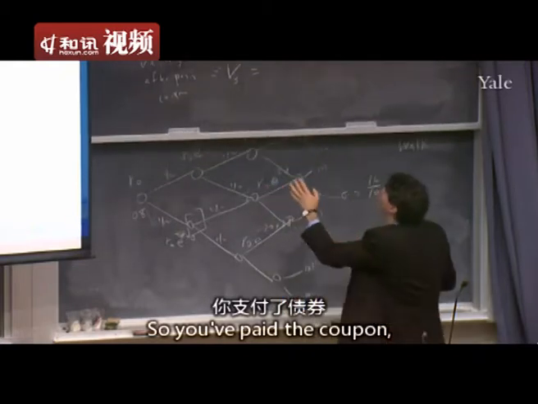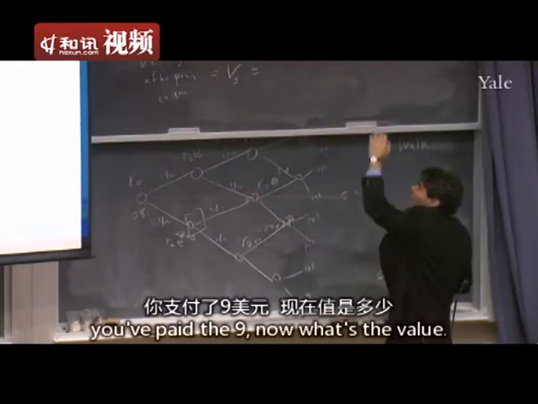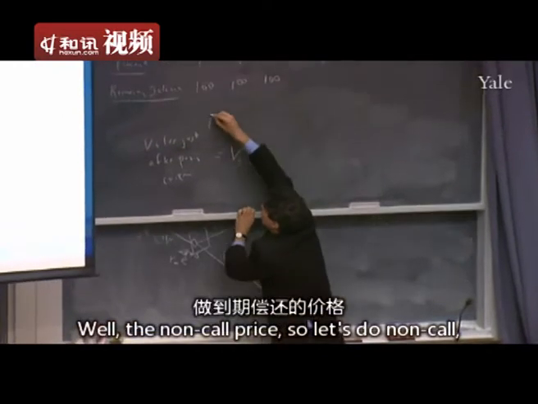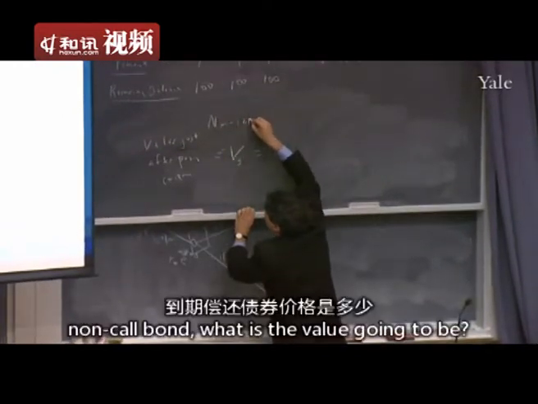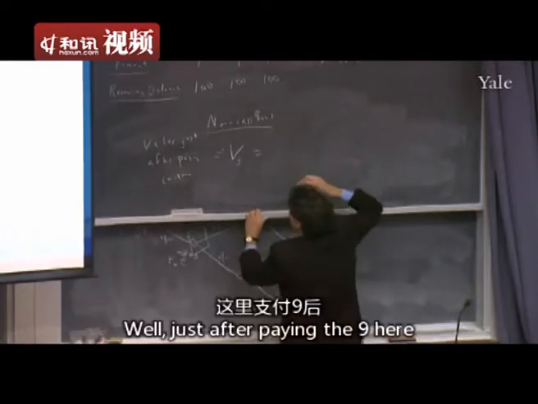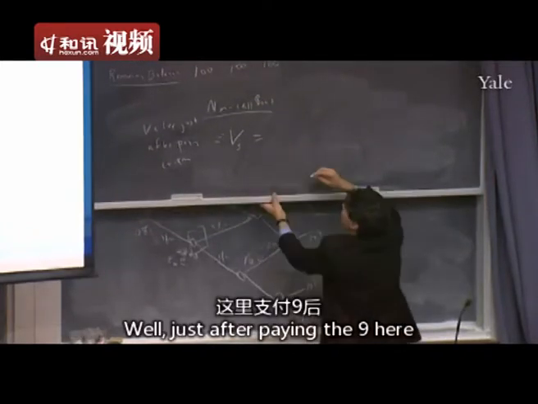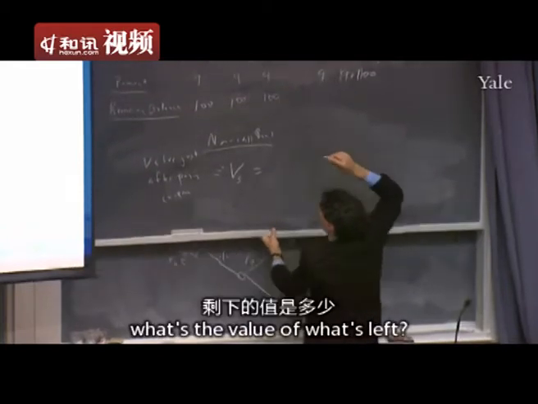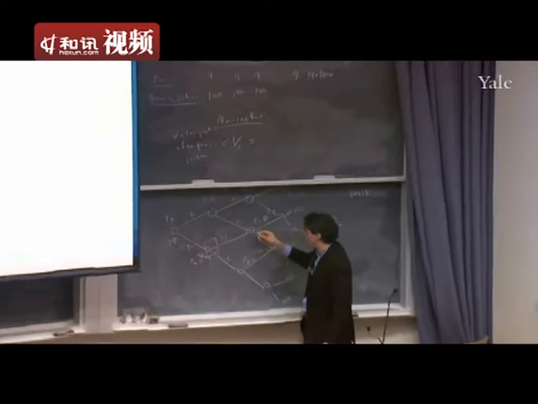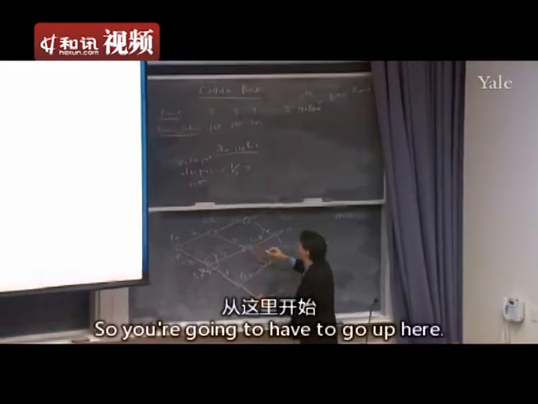Okay, so you've paid the coupon, you paid the 9, now what's the value? Well, the non-call price, so let's do non-call. Non-call bond, what is the value going to be? Well, just after paying the 9 here, what's the value of what's left? Well, half the time, you're going to have to go up here.